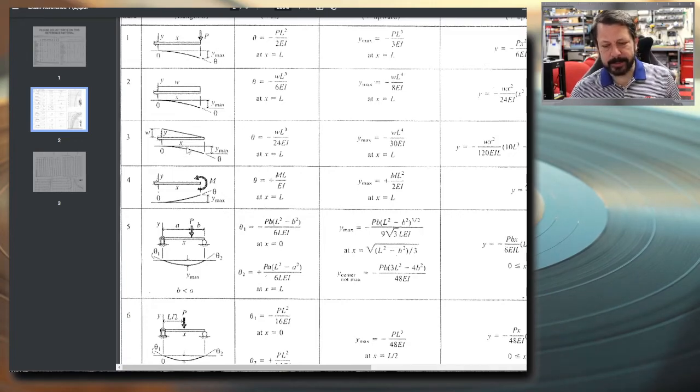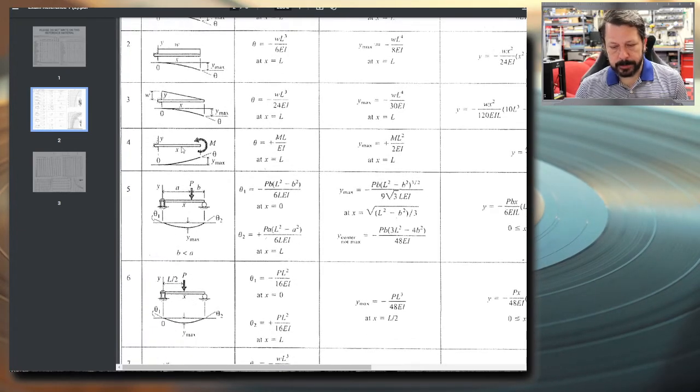Case 3, we haven't really done a lot of these, but this is a cantilever, and it's got an unevenly distributed load. So this one's evenly distributed. This one's unevenly distributed, a triangle. Here's one cantilever with a concentrated moment on the end of it. This one's actually bending the beam upwards the way they've got the moment drawn.